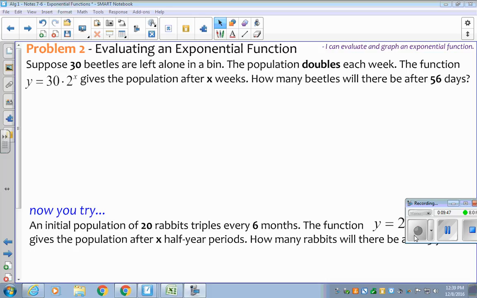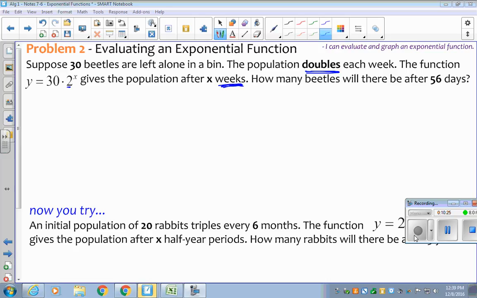Hard one. Suppose 30 beetles are left alone in a bin. We're done with beetles, we'll just leave them in their bin. The population doubles each week. So when we're doubling, we have a base of 2. If somebody tells you we're doubling, go ahead and automatically put in 2 for our base. The function y equals 30 times 2 to the x gives the population after x weeks.